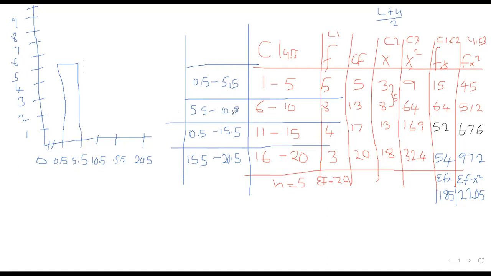Then 5.5 to 10.5, the frequency is 8. It's connecting here, 8. Then 10.5 to 15.5, the frequency is 4. So we go to 4 there. 15.5 to 20.5, the frequency is 3. So 3 is somewhere there. So here we started from 5, 8, 4, and what? 3. So our frequency and our class. This is how we draw our histogram. So you should also put your title and you're done.